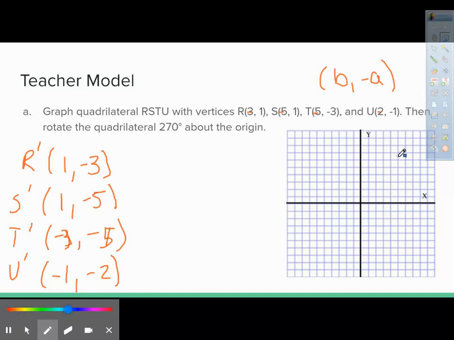Alright, so it looks like I'll have to draw my original one. It was 3, 1, 5, 1, 5, negative 3, and 2, negative 1.